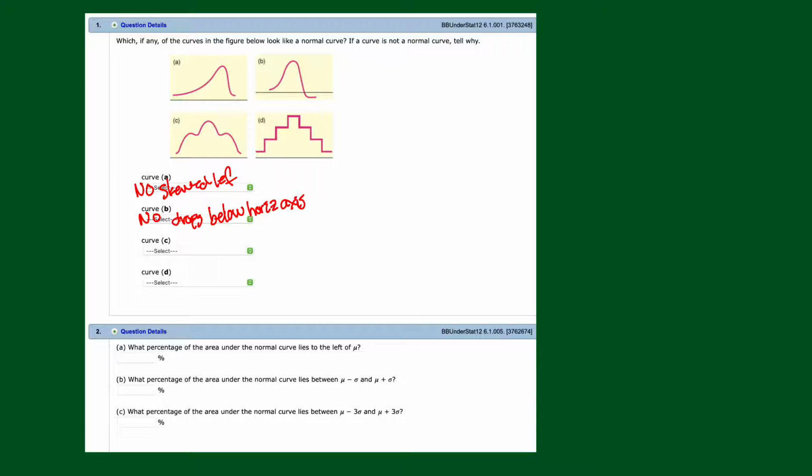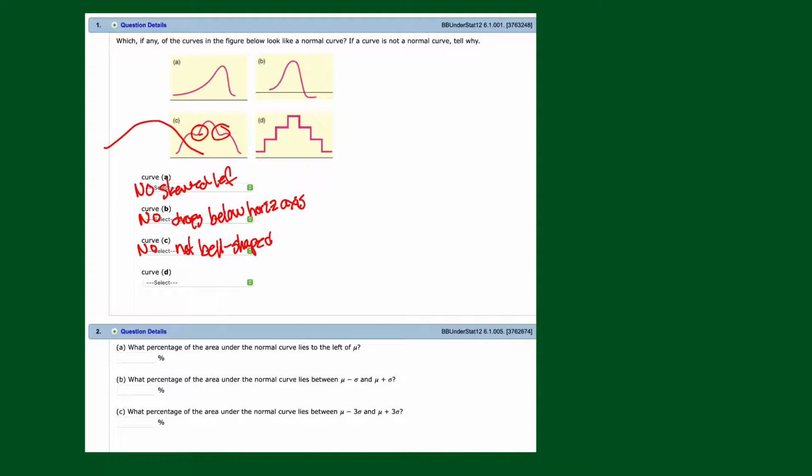And what about C? Well, a normal curve, we're looking for something that looks like this. Well, sort of. Okay, more like that. This has got a couple of bumps in it here. I'm going to say no. It's not really bell-shaped. Not bell-shaped.